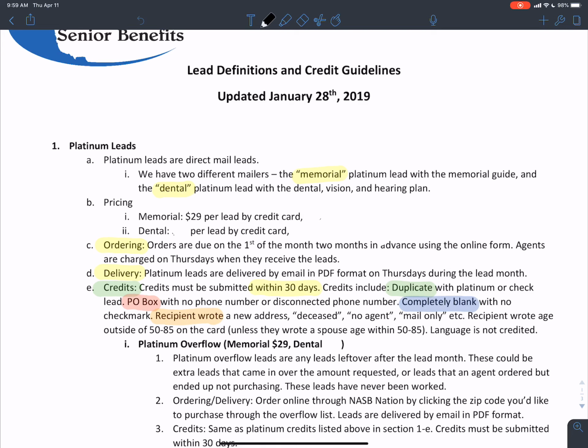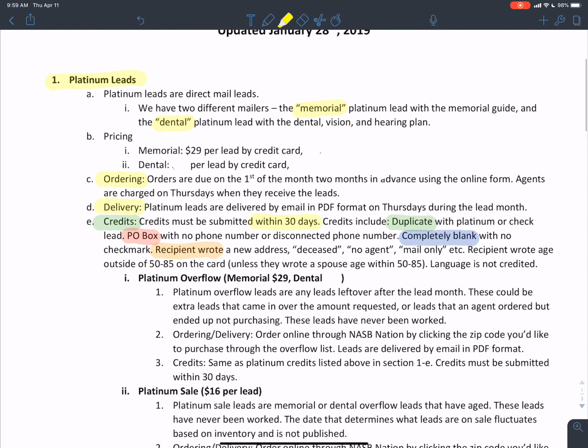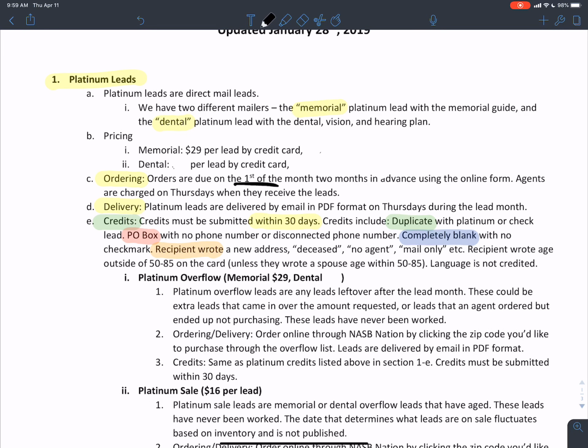So let's go through some of these definitions. You'll see this on the website. You have access to this on the NASB Nation website, so you can read it as you would like. You can see the platinum leads. The platinum leads, they come in the form of memorial or dental, which I showed those to you. Okay, the pricing, $29 for a memorial lead, $27 for a dental lead. You order them on the first of each month, which we kind of went over already. If you miss it on the first, then you can't order them. You have to wait until the following month, which means you need to order some Champ Check leads. How do we deliver them to you? It's all in email. You'll get a PDF in your email. You just print them off, ready to rock and roll.